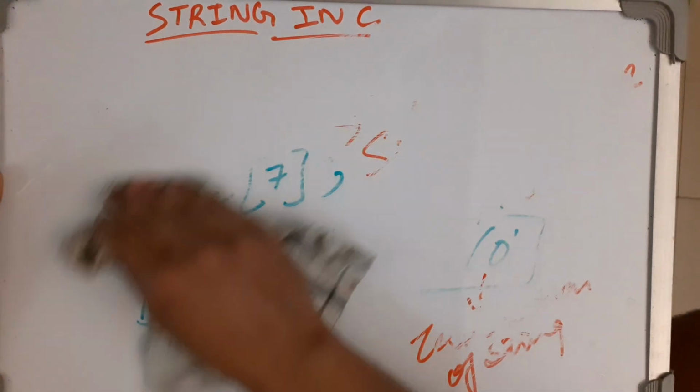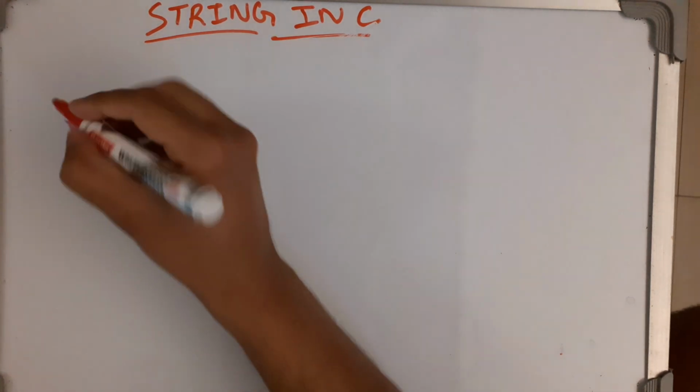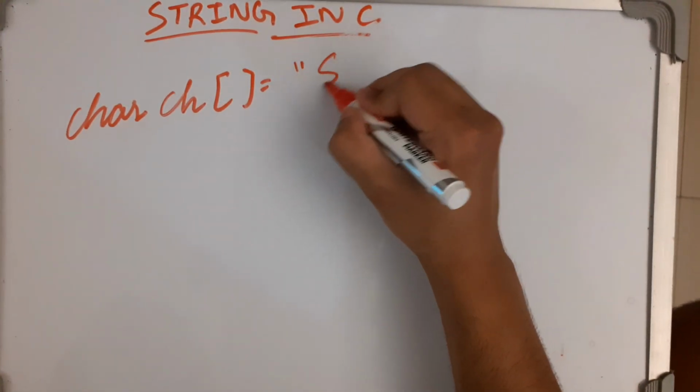अलग अलग तरीके बताएंगे कि string को कैसे initialize कर सकते हैं. There are 4 ways to declare a string. First, you are already aware: char ch equals to string.